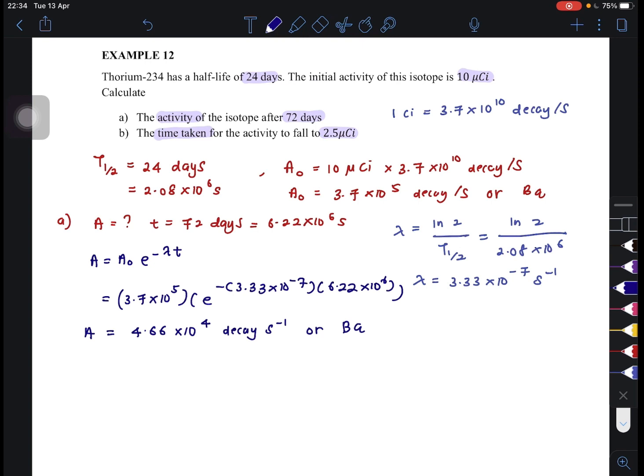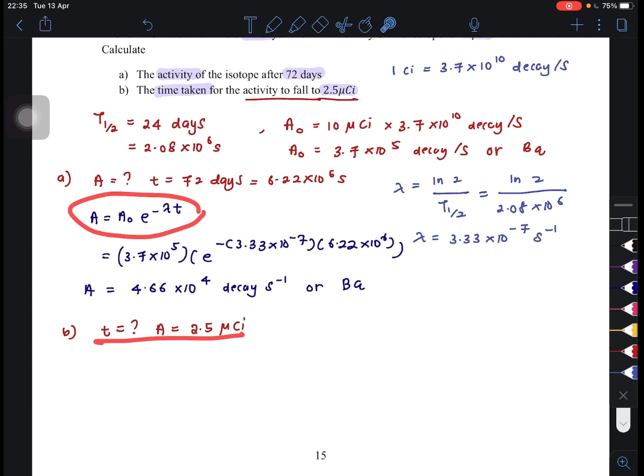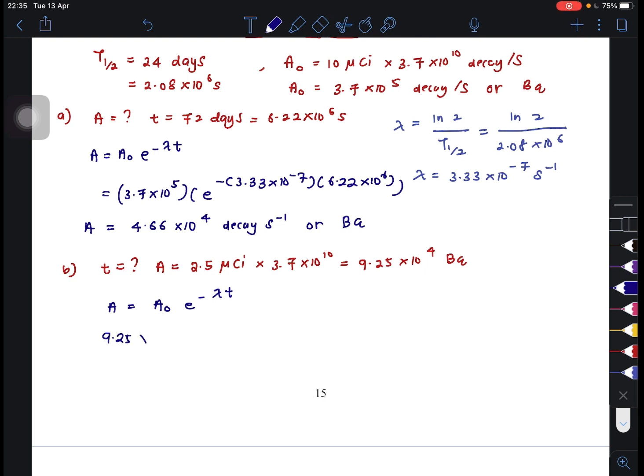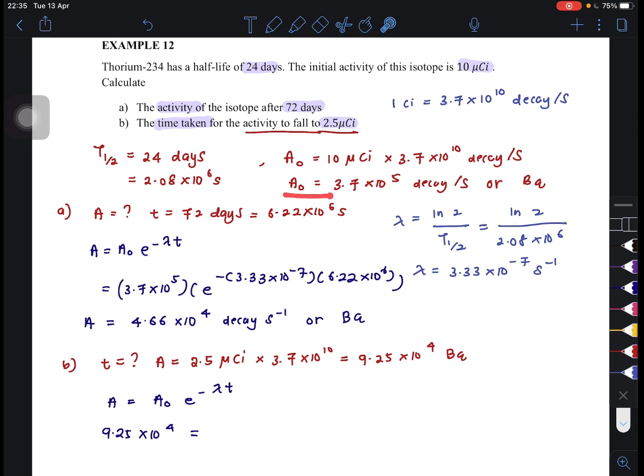Okay, so next question, we want to find the time taken. Time taken apabila the final activity, because they cakap the activity to fall to, so maksudnya final activity equal to 2.5 microcurie. So this one ada condition, meaning that we are going to use this formula. Okay, first of all kena convert dahulu. Selepas convert dapat 9.25 eksponen 4 becquerel, and then masukkan saja dalam formula, di mana A is equal to 9.25 eksponen 4 equal to A0. So A0 yang tadi, which is given here, so this one.